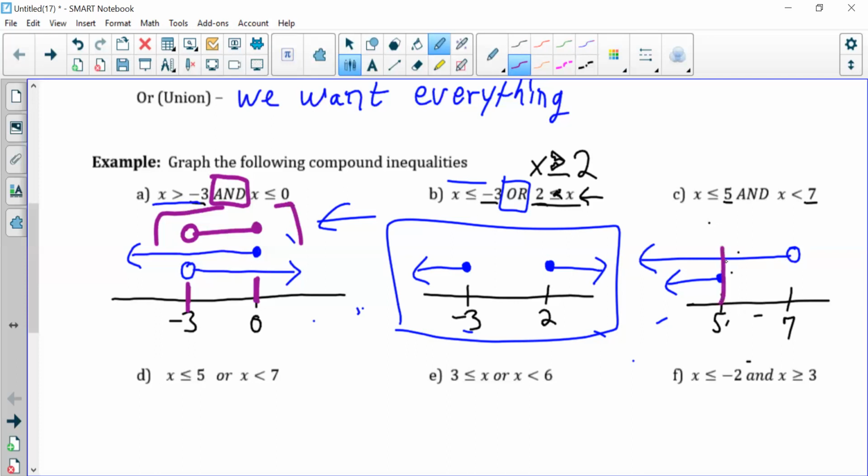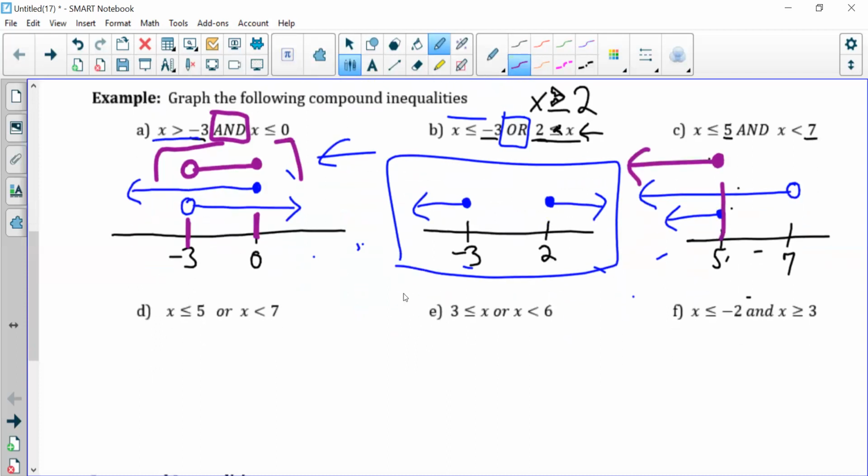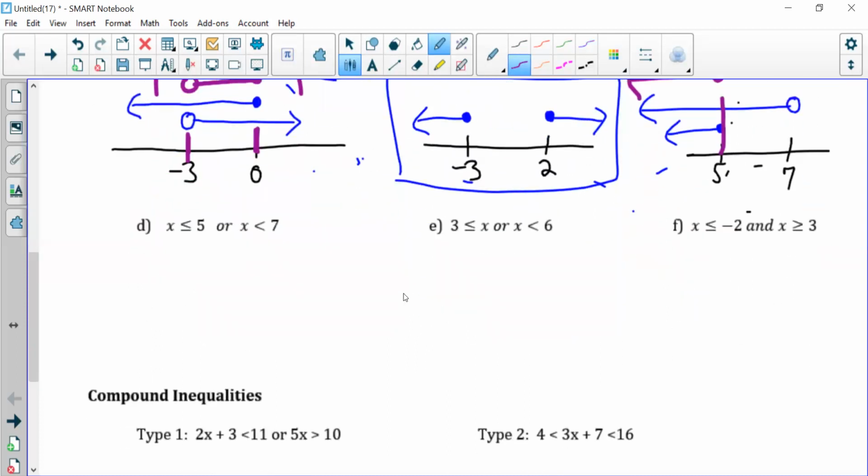So my solution is going to be a filled in dot less than 5. That's my solution because that's where they overlap. That's what they both have in common. That's where they intersect. All right. I think that's good for those.